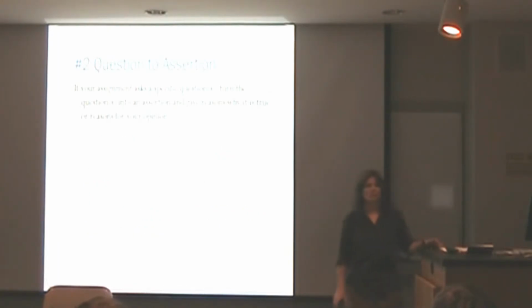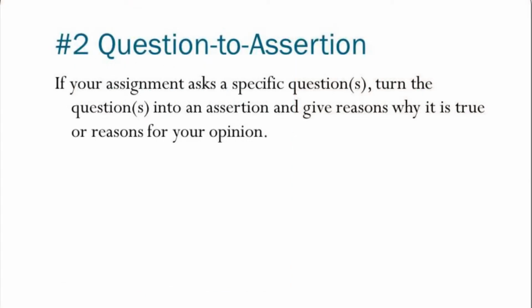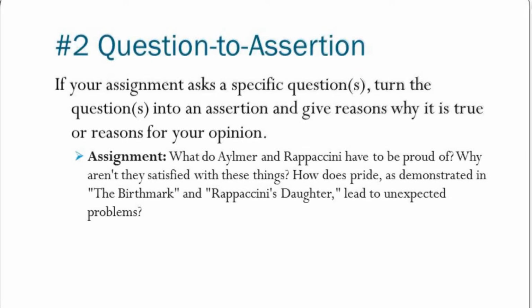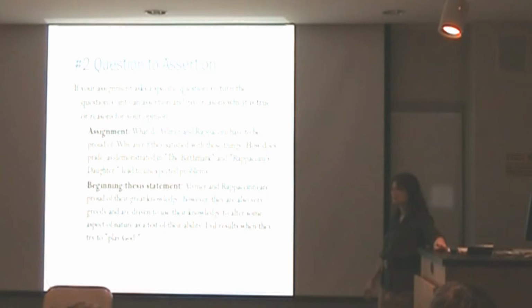Second thing you can do is start with a question and move to an assertion. So if your assignment asks a specific question, turn that into an assertion, and then give reasons why you have that opinion. Right? So why did Eisenhower and Rappaccini have to be proud of? Why aren't they satisfied? And how does pride, as demonstrated in the birthmark in Rappaccini's daughter, lead to unexpected problems? Typical kind of questions you might get in the literature. Okay, so can you go ahead and read them? Eisenhower and Rappaccini are proud of their great knowledge. However, they are also very greedy. They are driven to use their knowledge to alter some aspect of nature as a test of their ability. Evil results when they try to play God. So here's where you're starting off.